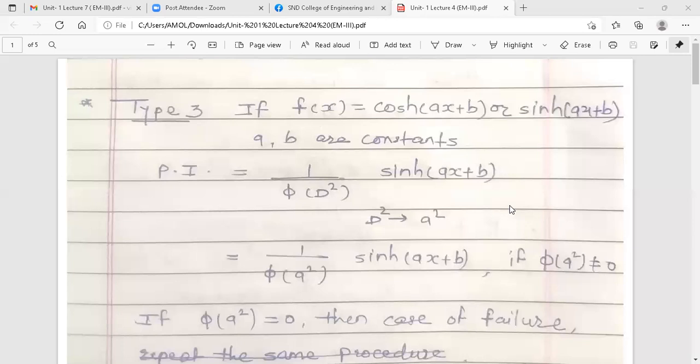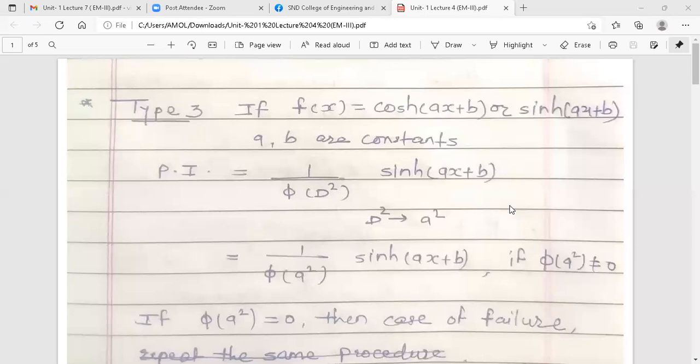The formula for PI is 1/phi of D square into the hyperbolic sine function sinh(ax + b). In that case, to find the PI, we replace D square by a square. We replace D square by positive a square, and not the term of D. We replace the term of D square here, like for the trigonometric functions sine and cos; these are the hyperbolic functions here, sinh and cosh. In this case, we replace D square by positive a square, and so your PI is 1/phi of a square into sinh(ax + b).